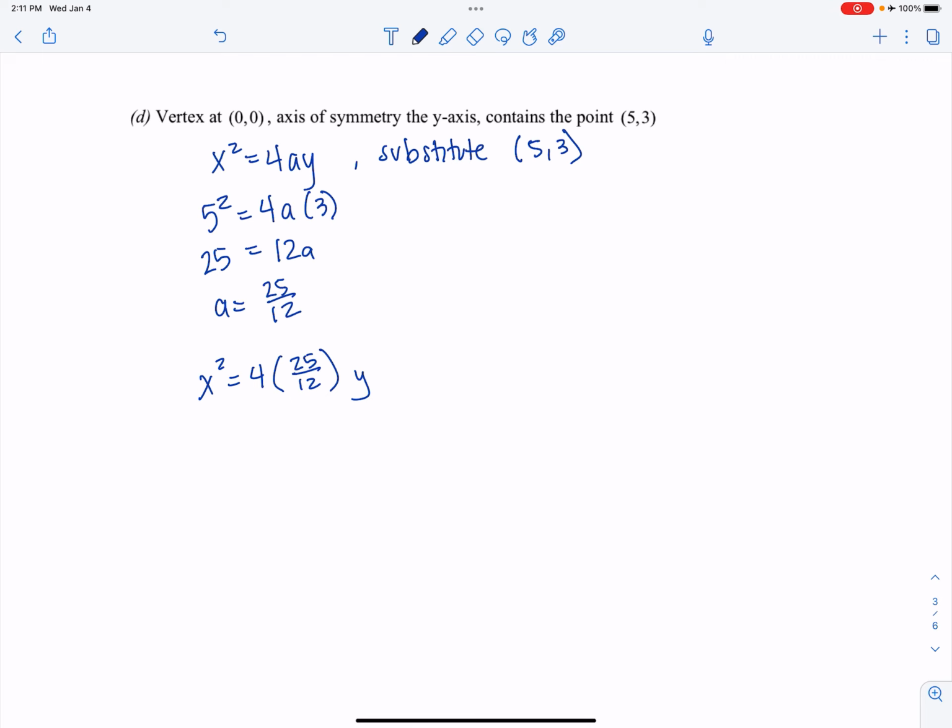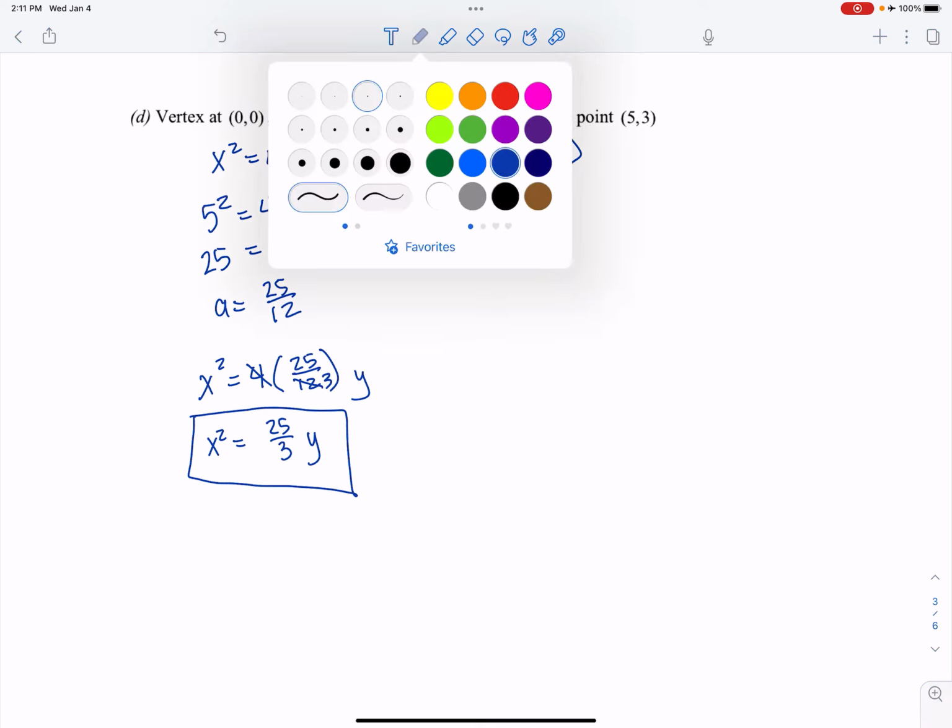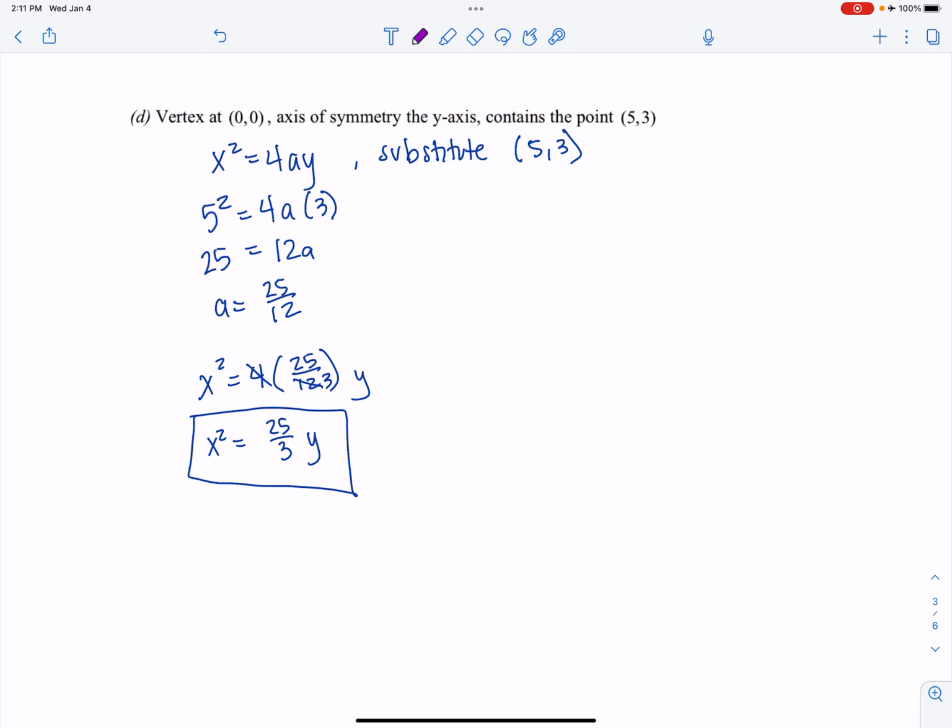And 4 over 12, we can simplify that, so the 4 reduces with the 12. If we reduce each of those by 4, then we're left with x squared equals 25 over 3y. And there's our equation. To get our 2 points, we will use some information that we need.